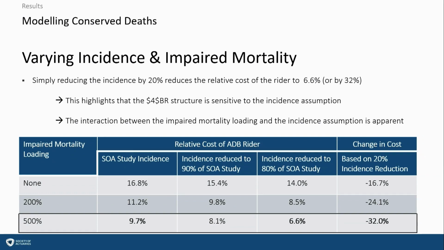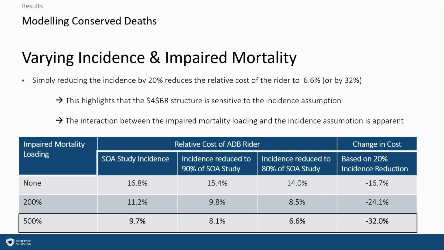You can go one step further and you can try and move both the mortality and the morbidity, and as you can see from the table here, you can then get a range of answers. So I've essentially done the same thing with the scenarios on the impaired mortality loadings, but then in terms of incidence, I've gone with 90% of the basis that we were using and 80% of the basis.